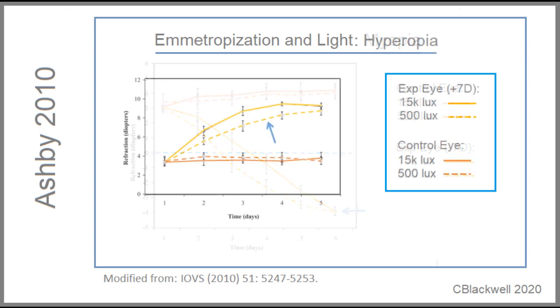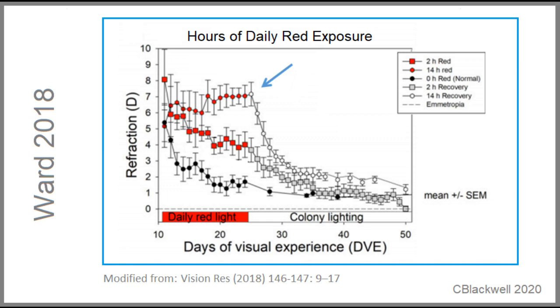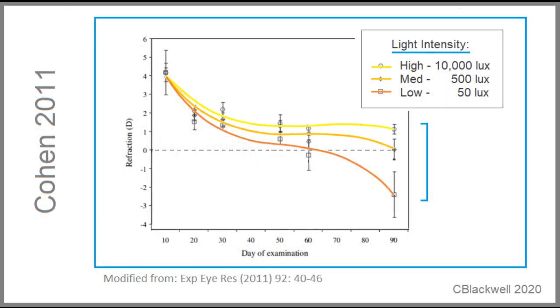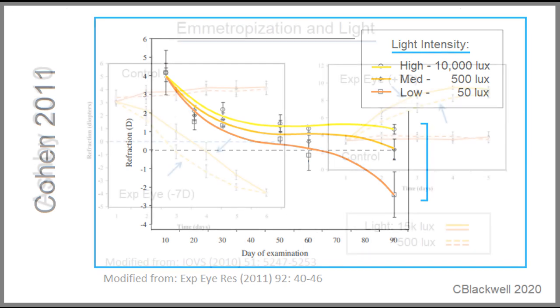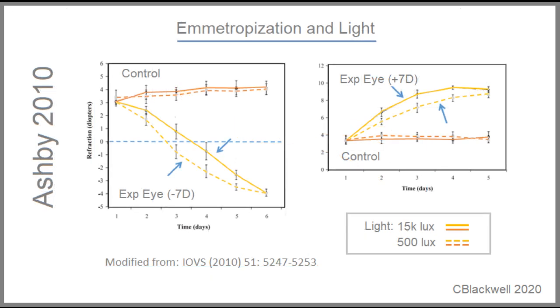As we saw before, the plus lens caused development of hyperopia. Bright light sped up initial development of hyperopia, but in the end, the result was again the same. To recap, Ward showed us a strong effect of red light exposure slowing emmetropization. Cohen showed brightness of light changed refractive development in chicks without experimental lenses. Ashby, also in chicks, showed only a change in rate, but no ultimate effect on lens-induced refractive error, and no effect on the control.